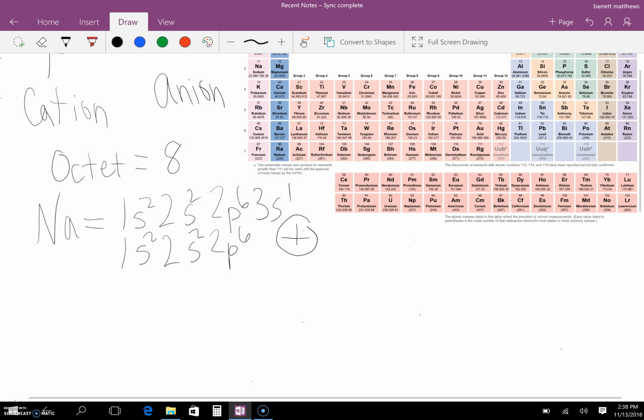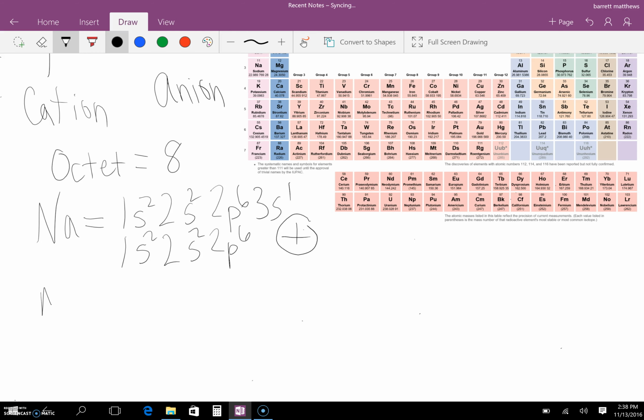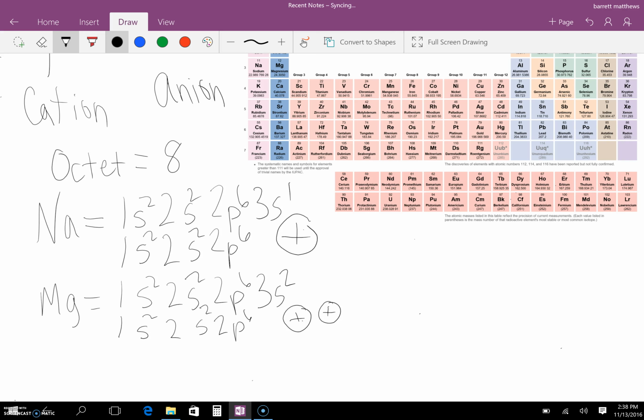A similar thing can happen to magnesium, which is right next to it. Magnesium starts out as 1s2, 2s2, 2p6, 3s2. Now, instead of getting 6 more electrons, magnesium is going to lose 2. This way, it will go down to a ground state that has 8 in the valence and will be more stable. Therefore, magnesium will have 2 pluses because it lost 2 electrons.